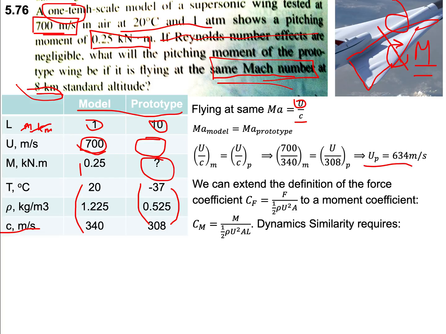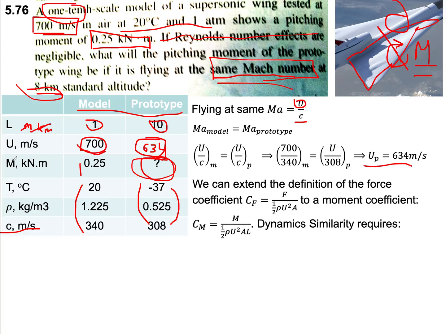But then let's go to our question. So now we found the speed to be 634. So that fills up our table. And then let's focus on our question: what is the pitching moment? What this problem is stating is that for you to scale up the pitching moment, you have to have the Mach number the same. So we have the Mach number the same, but how do we scale the pitching moment?